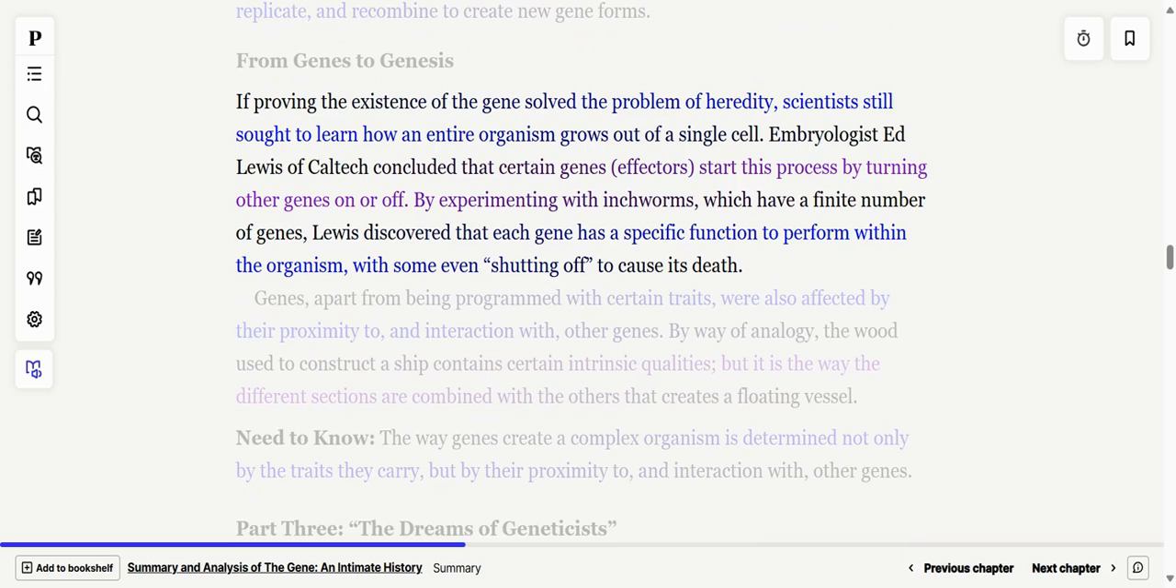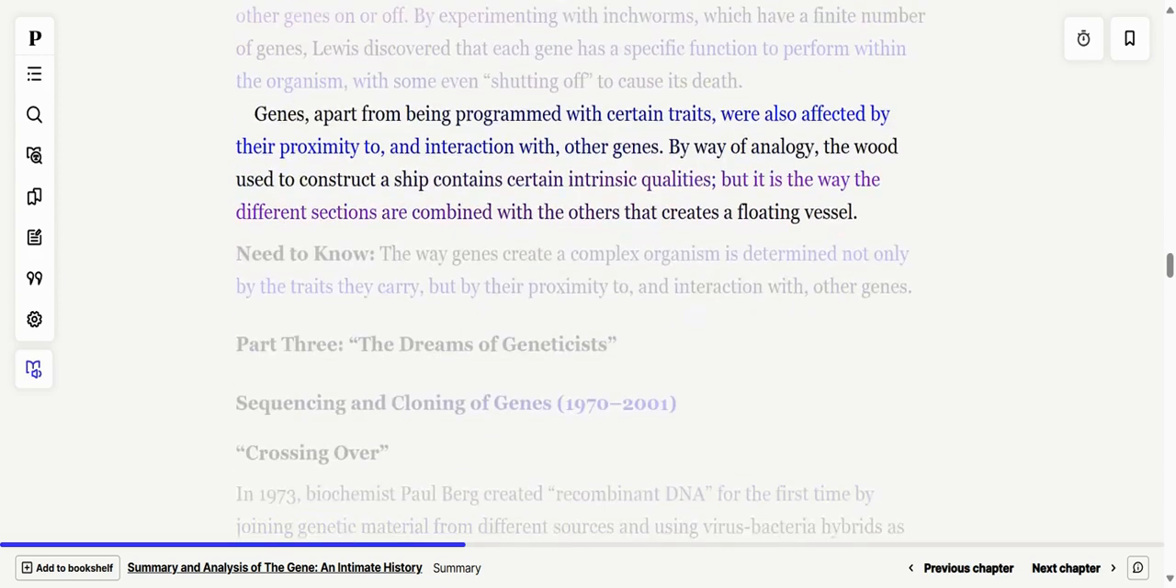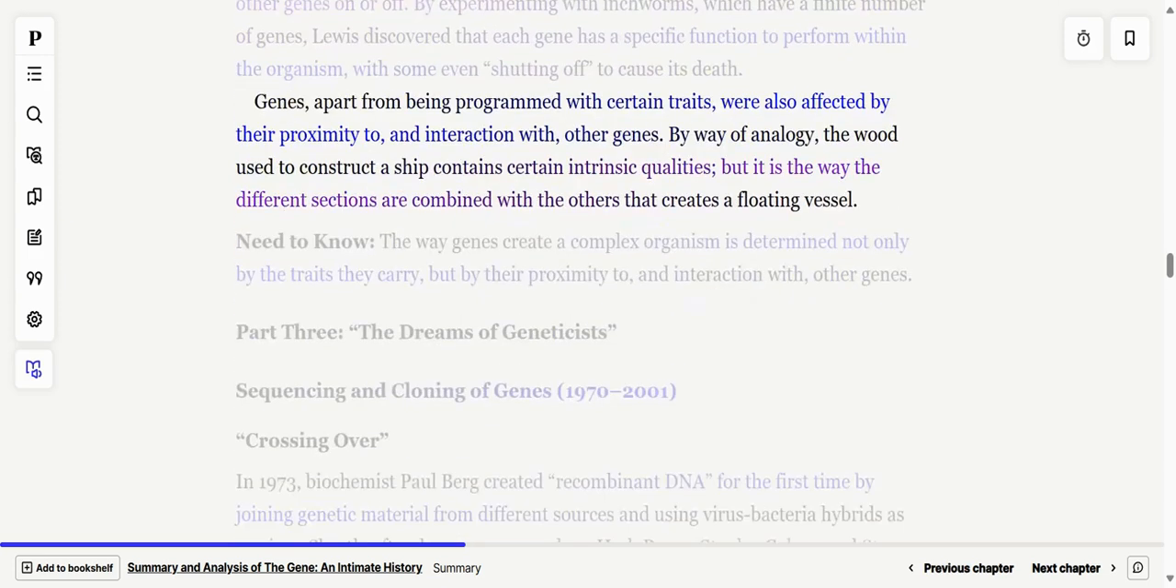By way of analogy, the wood used to construct a ship contains certain intrinsic qualities, but it is the way the different sections are combined with the others that creates a floating vessel. Need to know: the way genes create a complex organism is determined not only by the traits they carry, but by their proximity to, and interaction with, other genes.